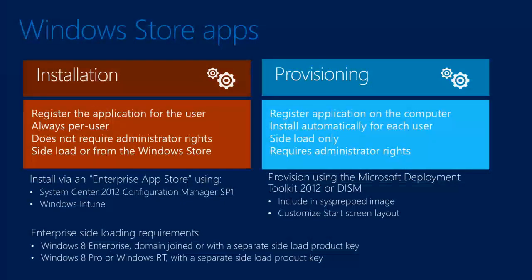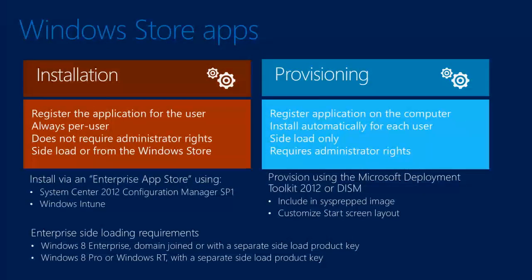The second scenario then is provisioning. And provisioning is a little different. Provisioning is designed to solve a different problem. What if you wanted to include an application in your operating system image and make it available to every user? We just got done talking about installation being a per user thing. So provisioning is just a process of registering an app with the operating system, telling it to automatically install this app for every user the next time they log on.